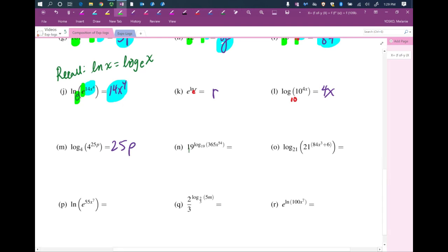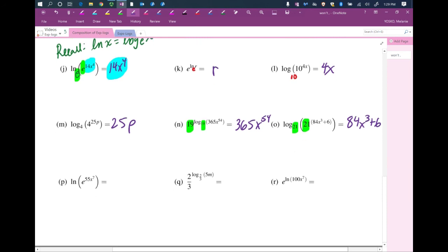Part n. 19 to the log base 19, bases are the same, so we get whatever the logarithm operates on, 365x to the 54. Look at O, log base 21 of 21 to some power. Bases are the same, so the answer is the power, right? 84x cubed plus 6. What about P? ln of e to the 55x to the 7th. What is the base of ln? It's also e. So again, we see the bases are the same, so we get the power as our answer.